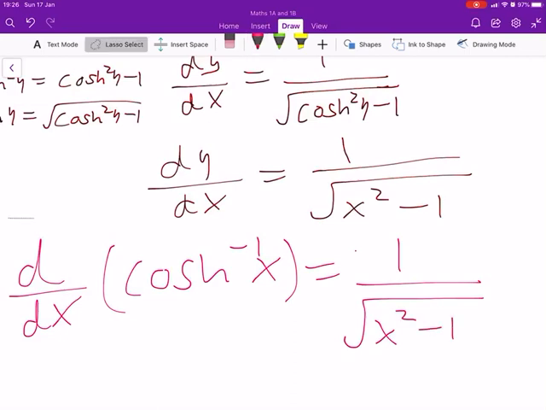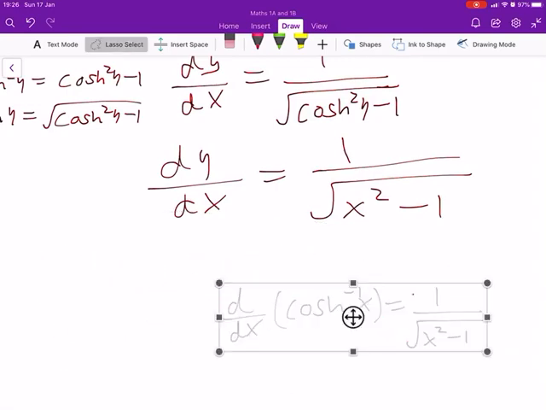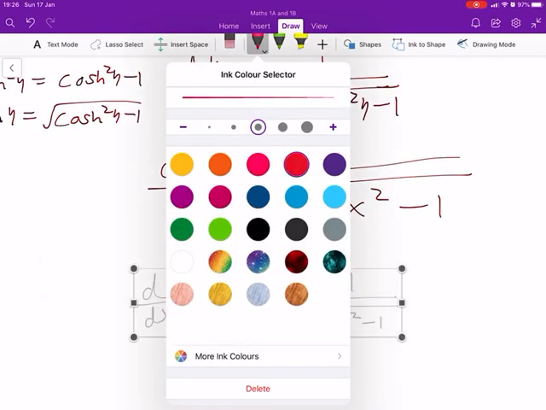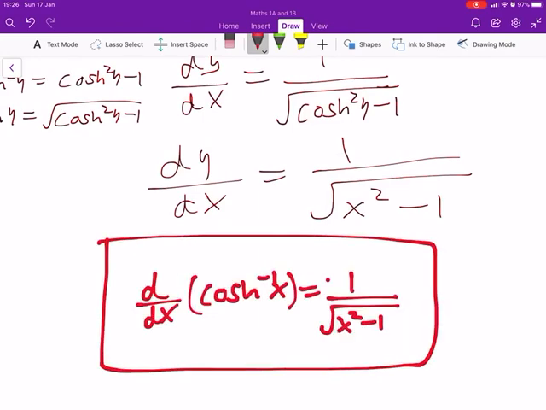And as per usual, we're going to use the power of shrinking. Now we'll bring that there. Now what I'm going to do, I love doing this, is just highlighting things in red that are important. Oh, it just changed to red automatically. That was interesting. But yeah, there you go. So the derivative of cosh to the minus 1 of x is 1 over the square root of x squared minus 1.